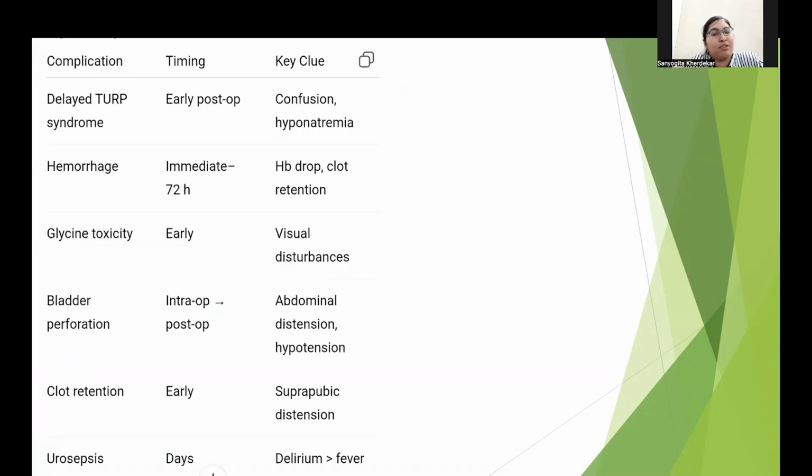Delayed TURP syndrome, as I said, from 15 minutes to 24 hours post-operatively it can happen. So it can appear as confusion, hyponatremia. Glycine toxicity can lead to visual disturbances if glycine is used as irrigation fluid. Clot retention, urosepsis. Delirium. In cases of delirium, it may be because of post-op cognitive impairment, but it can also be a sign of urosepsis.